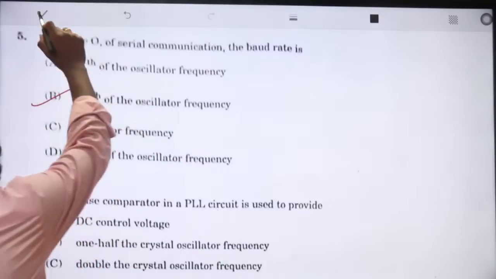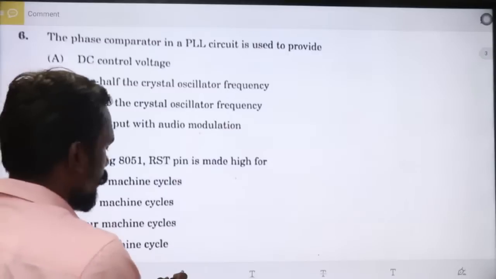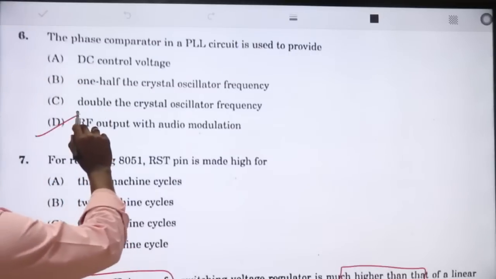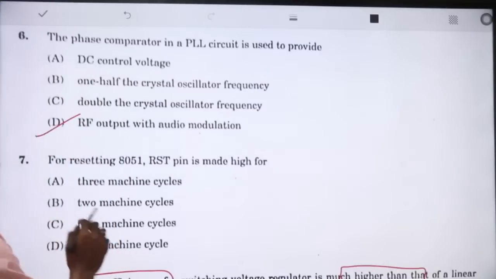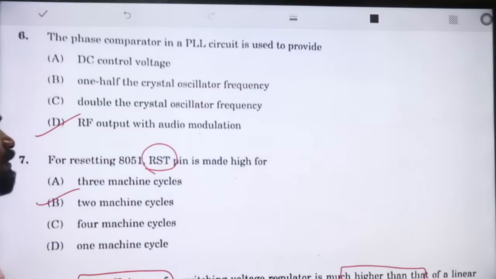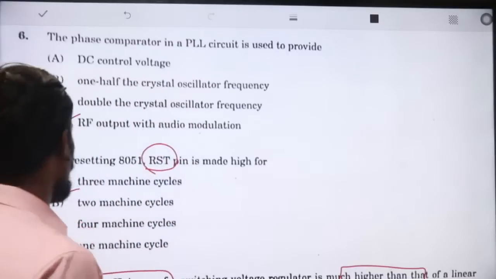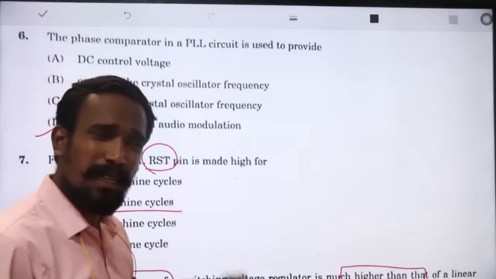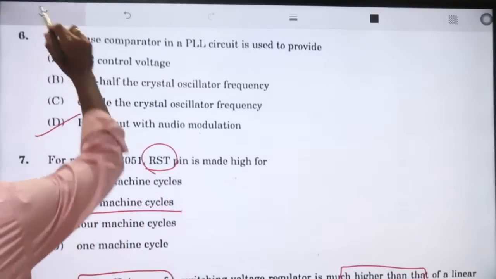And the next, the sixth one, also belongs to controls. Its answer is option D. The seventh one is from the microcontrollers. I think this is very important, sir. Sir covered it already. In your notes you can find it. It's about 2 machine cycles. This is a repeated question from previous years also. The seventh one is option B.